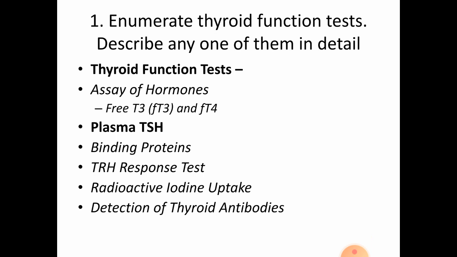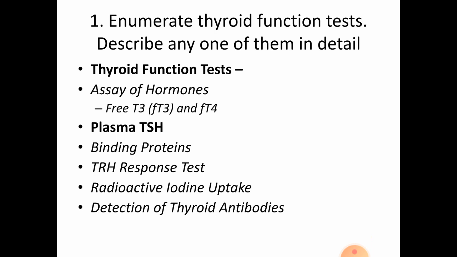Then primarily done tests would be TSH and T3, T4. Free T3 and T4 would be the primarily done thyroid function tests. So you can describe actually the free T3, T4 and also the plasma TSH. Depending upon the marks, you can explain these two.